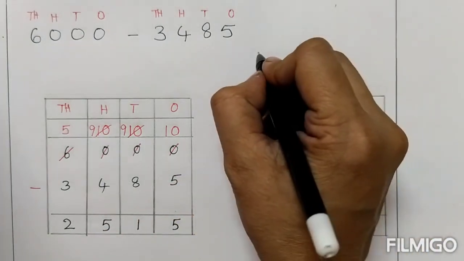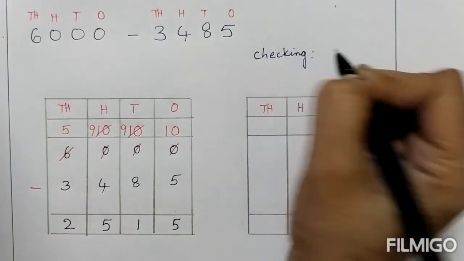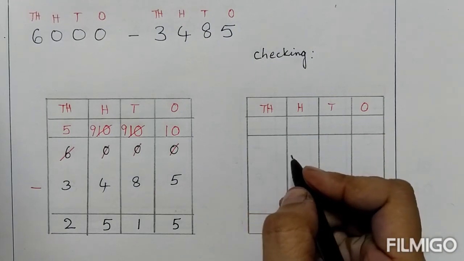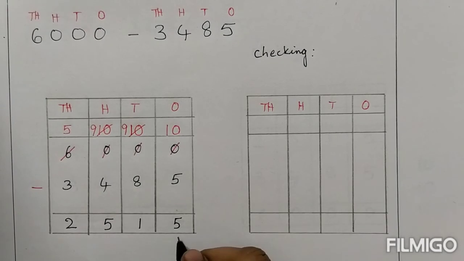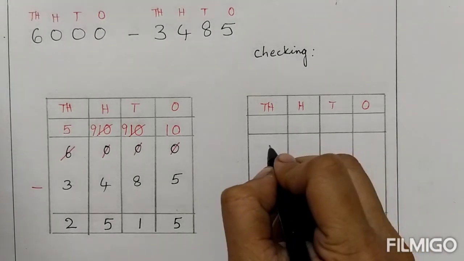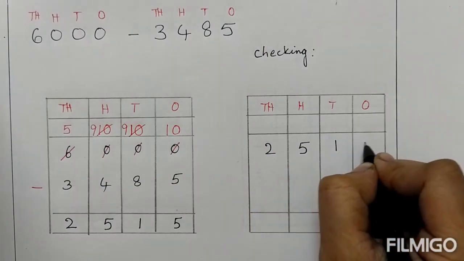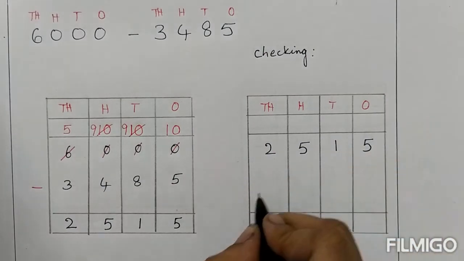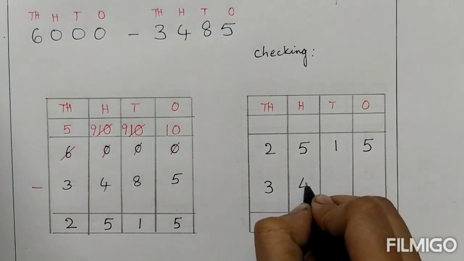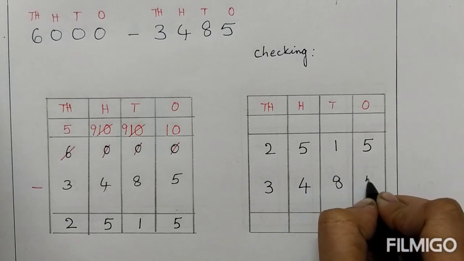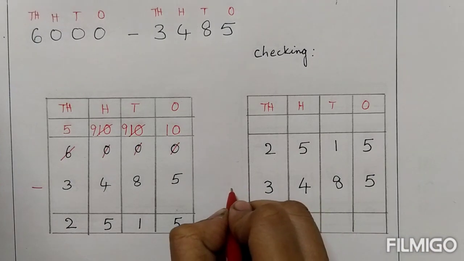Now for checking, how will you do checking? What are the numbers we are going to take now? Here we have to take the difference. What is the number here? 2515. And the second number. What is the second number? 3485. Now what you have to do? Addition.